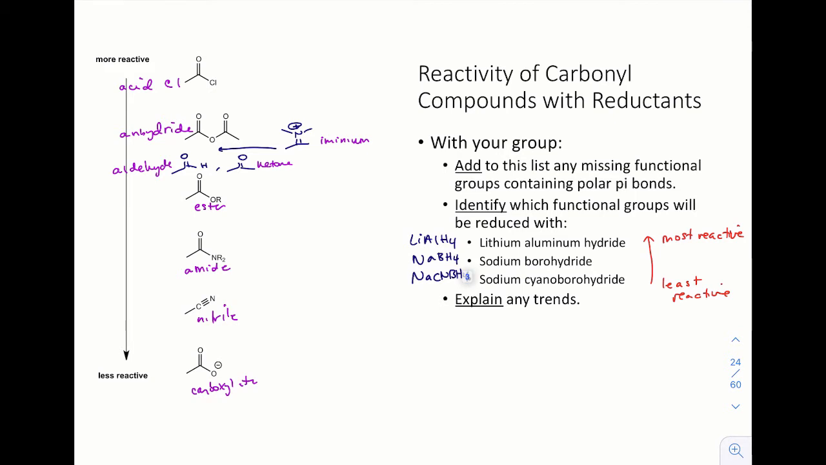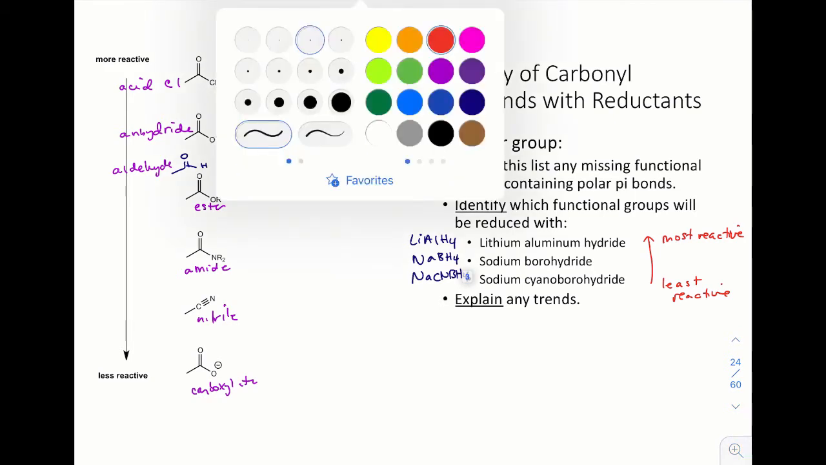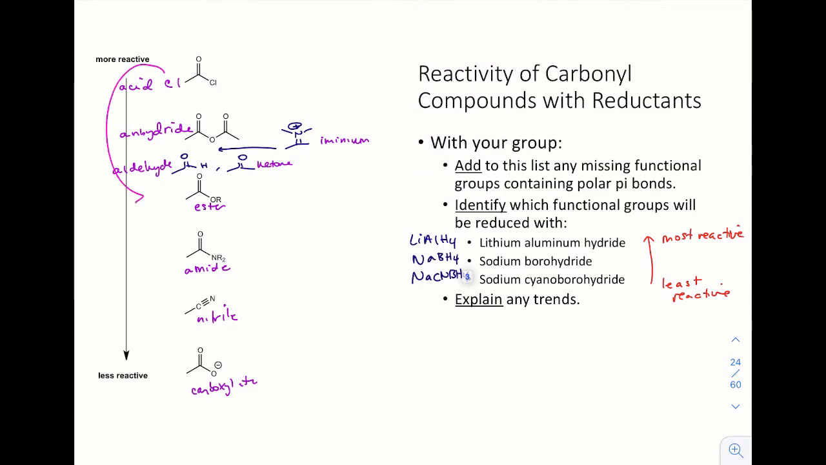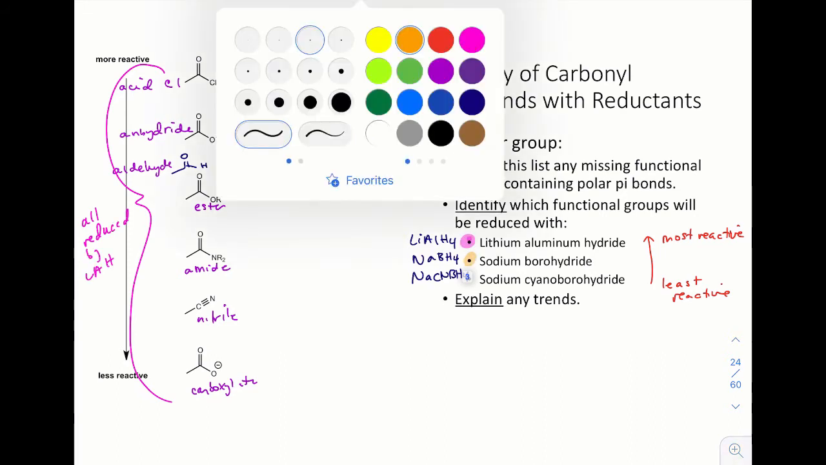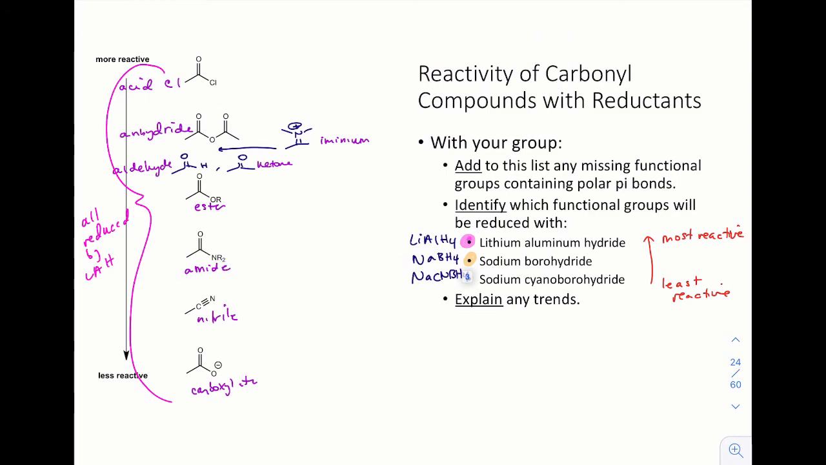Lithium aluminum hydride reduces all of these functional groups, every single one. It is the most reactive. Sodium borohydride reduces just those at the top: acid chlorides, anhydrides, aldehydes, and ketones.